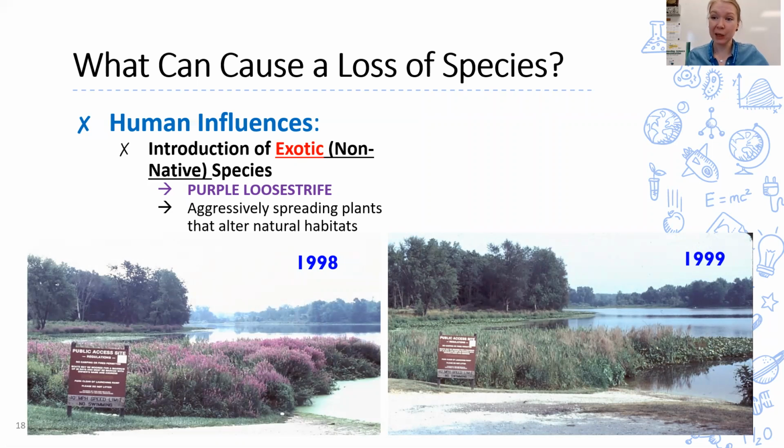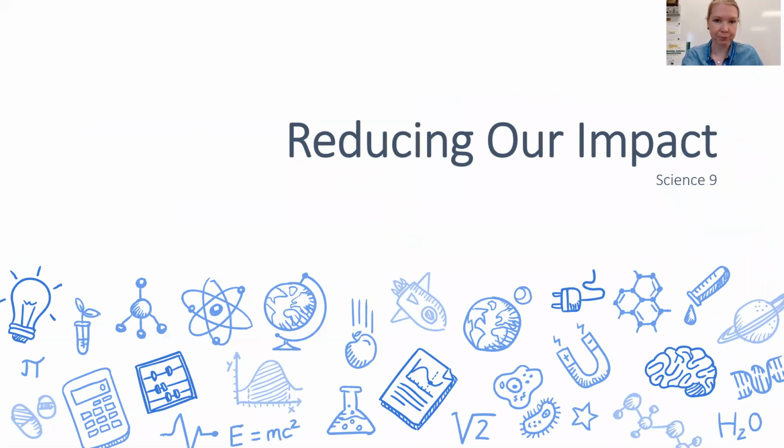So in the picture on the left here, it's from 1998. We see that the wetland has been overrun by purple loosestrife. And then they introduced the European weevil, and a year later in 1999, you see a lot of the native species has reclaimed the land back. And that's pretty much it for this lecture video. In the next one, we will be talking about ways we can reduce our impact.